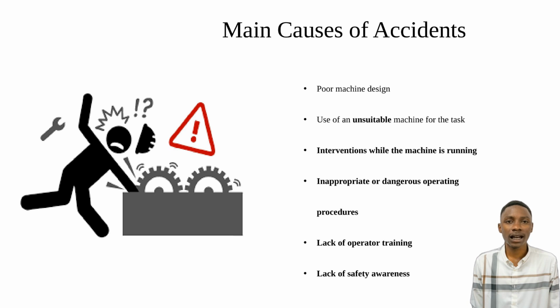The safety of mechanical work depends on multiple factors. Unfortunately, several issues significantly increase accident risks. Poor machine design can lead to unexpected failures or expose operators to hazards. Using unsuitable equipment for a task increases operational risks. Working on a running machine can result in serious injuries. Unsafe operating procedures raise the chances of accidents, especially when safety protocols are ignored.